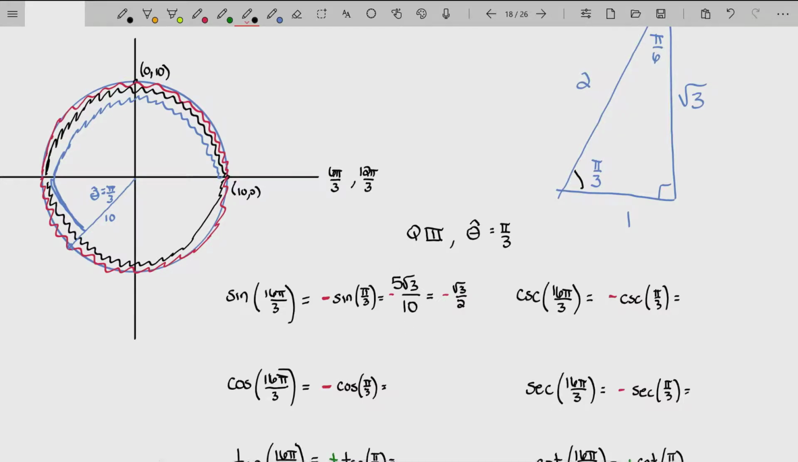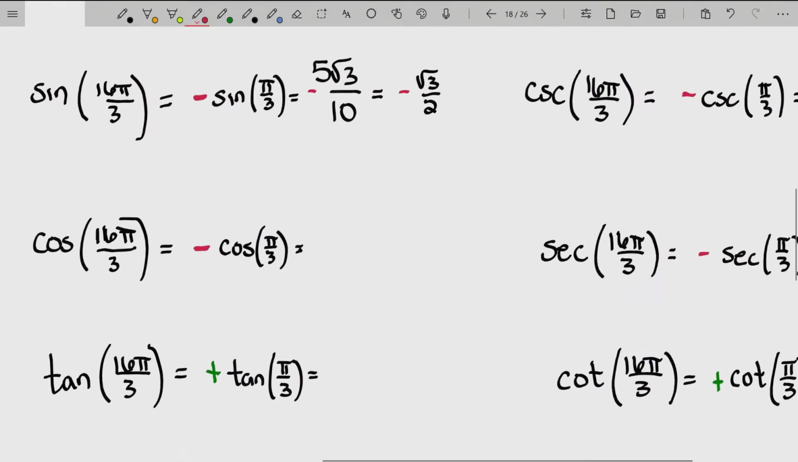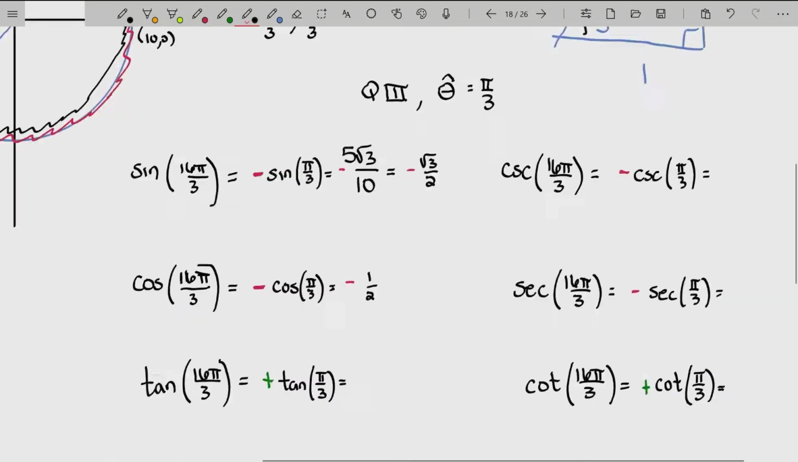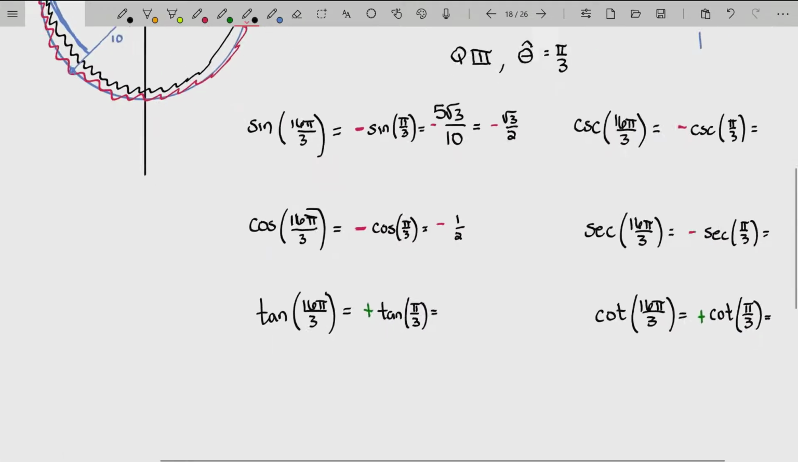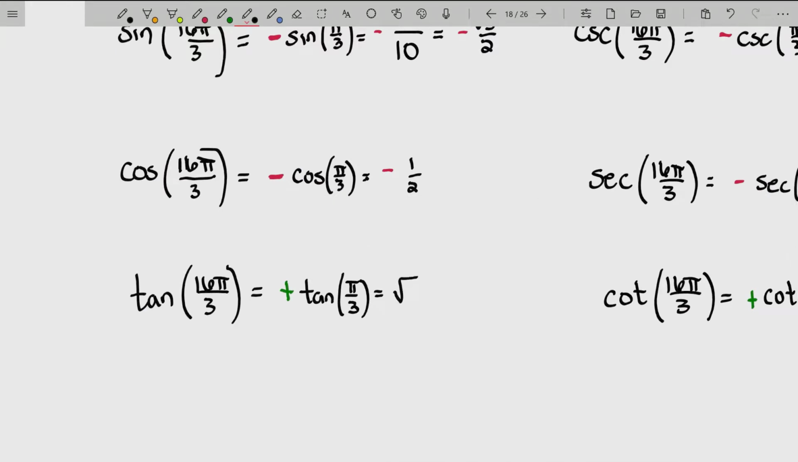So the cosine, now I'm just going to read right off of this. The cosine of pi over 3 is adjacent over hypotenuse, 1 over 2, and it's going to be negative because we're in quadrant 3, so it's a negative 1/2. The tangent is opposite over adjacent, root 3 over 1. So positive root 3 because tangent's positive in quadrant 3.